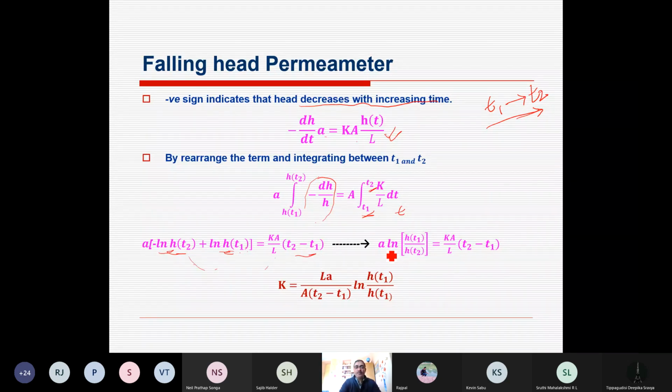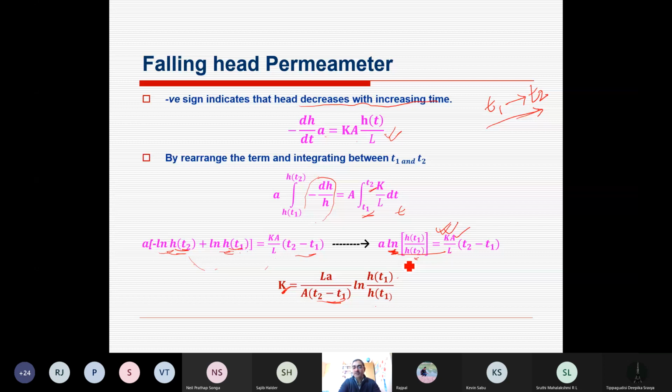Now you can arrange these two. Since it's plus minus, then A natural logarithm of Ht1 divided by Ht2, because it's negative, so it will go down, and that is K T2 minus T1. Now our objective is to find out hydraulic conductivity by this arrangement, falling head permeameter apparatus. So by rearranging the terms, we can get K is equal to LA divided by A here, T2 minus T1, and the same ln Ht1 minus Ht2.